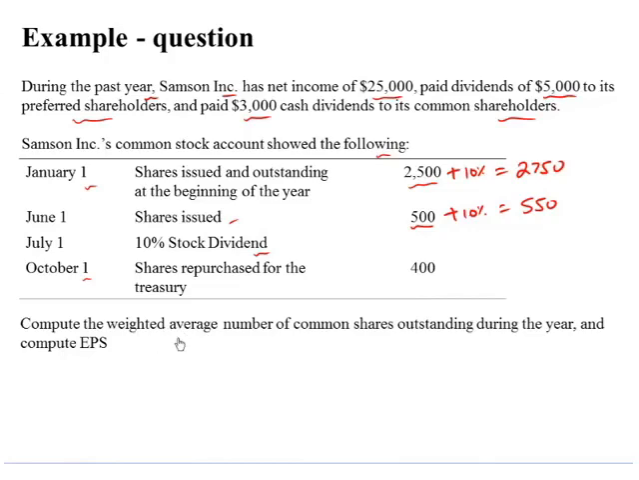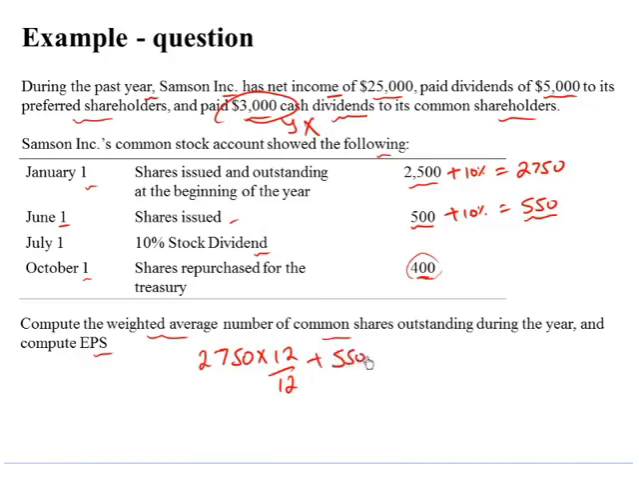The question asks us to first calculate the weighted average number of common shares and compute the EPS. So first let's do the weighted average share calculation. 2,750 shares were outstanding for the whole year right from the beginning, plus another 550 shares that were outstanding since June 1. So June, July, August, September, October, November, December, they were outstanding for 7 months. So it'll be weighted by 7 by 12.